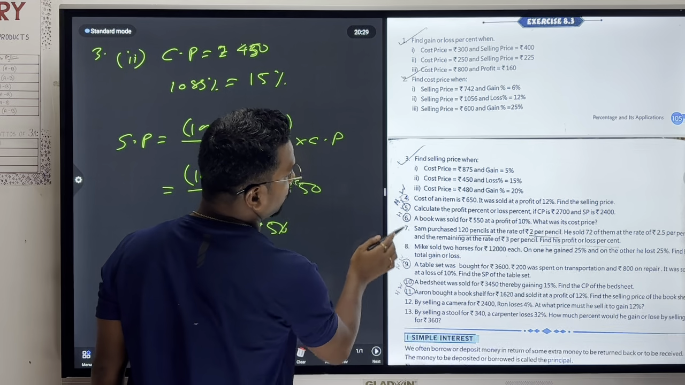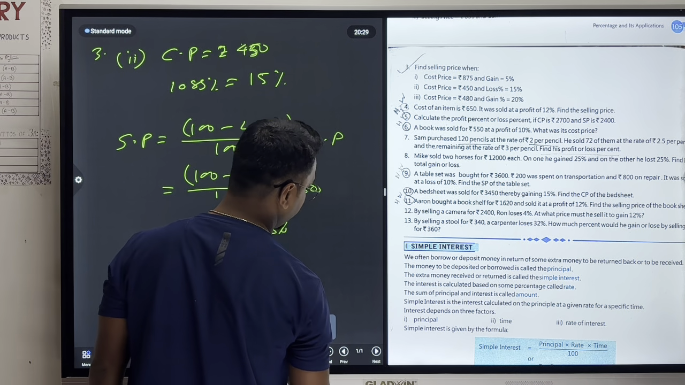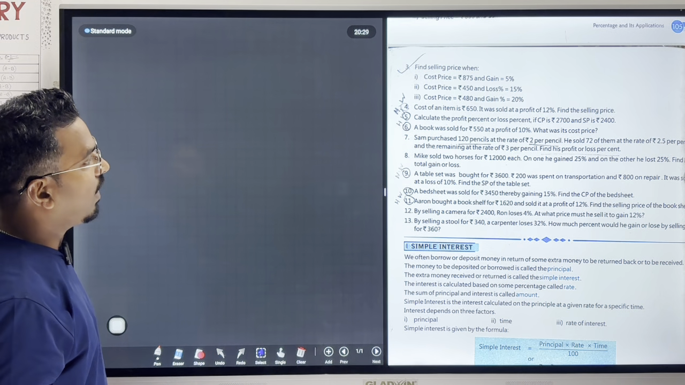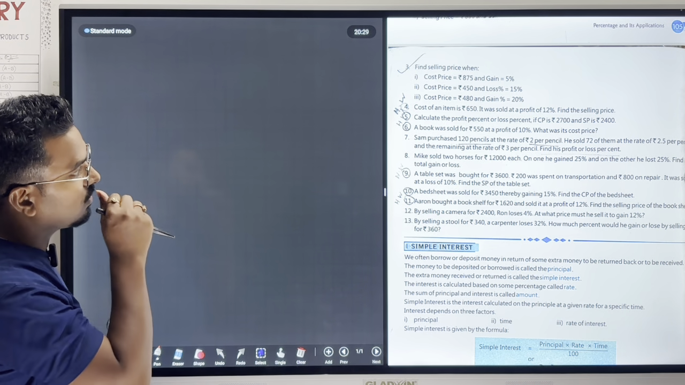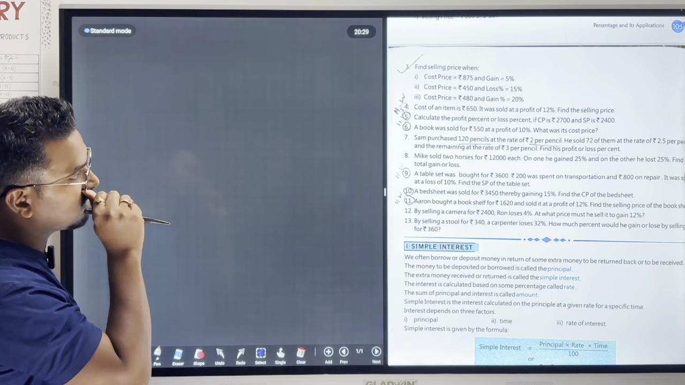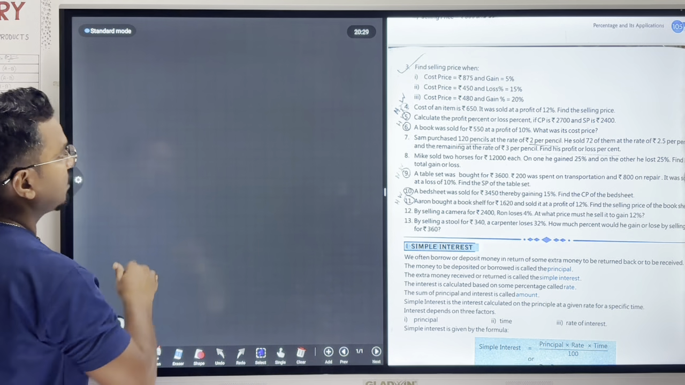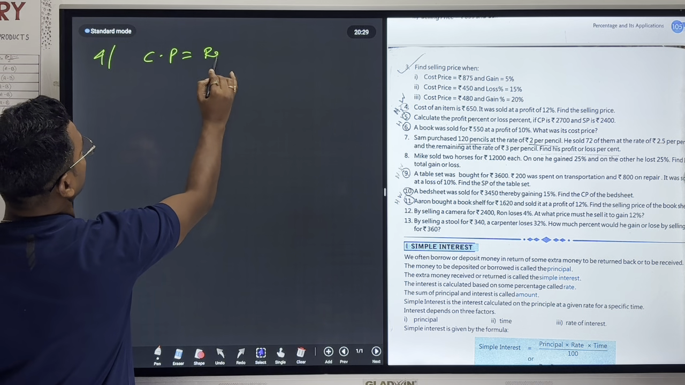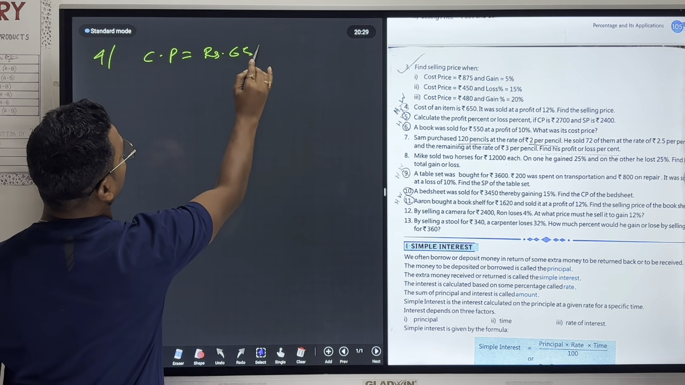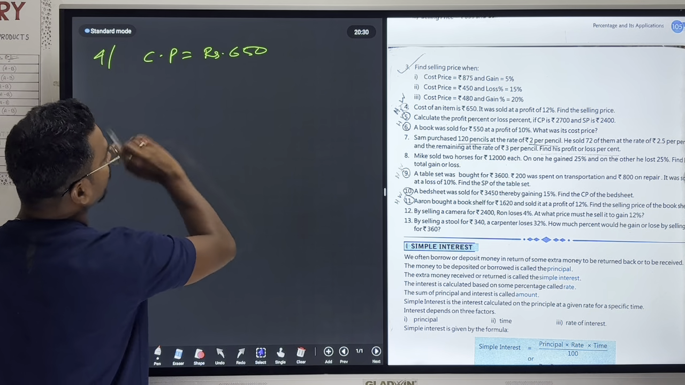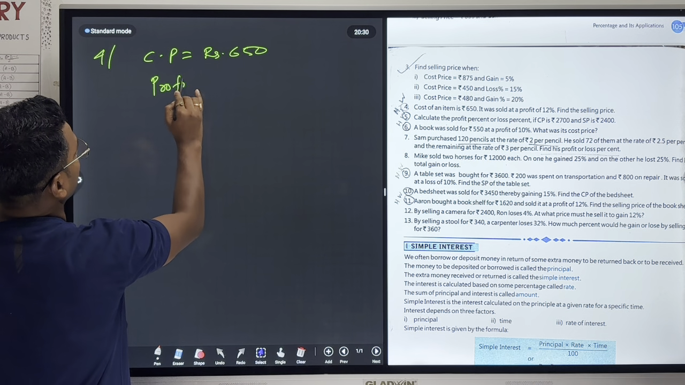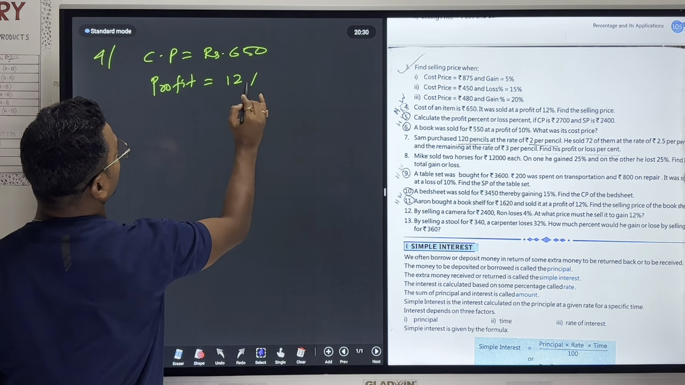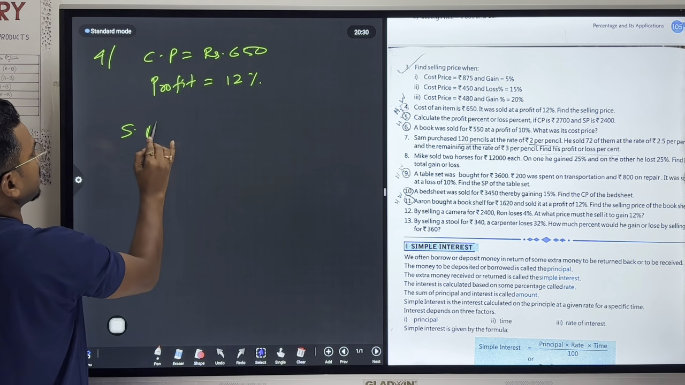Okay, moving to the next question. Question number 4. Cost of an item is 650 rupees. It was sold at a profit of 12%. So find the selling price. So cost price is given already. Cost price is given, rupees 650. And profit is given, 12%. So what will be the selling price?